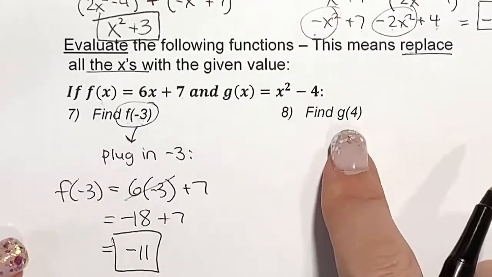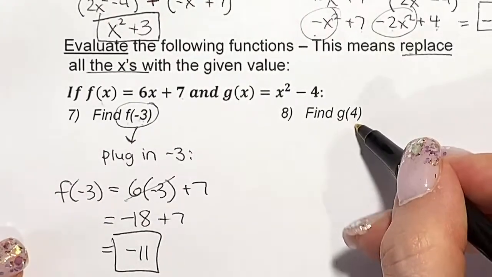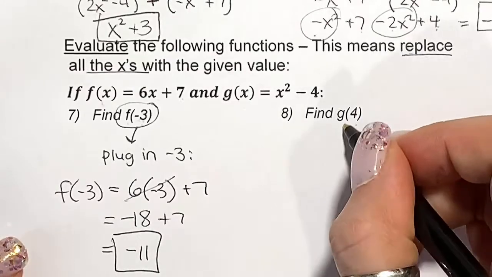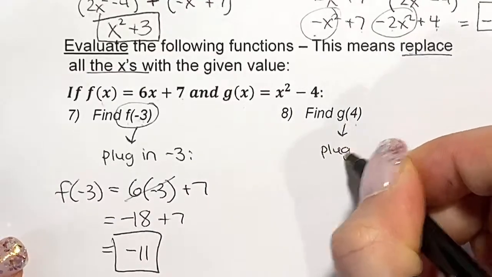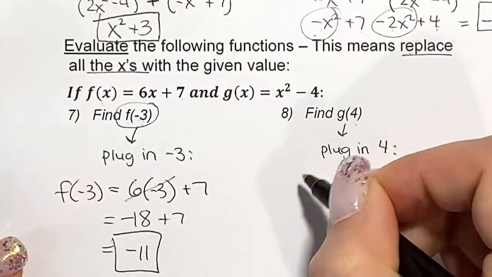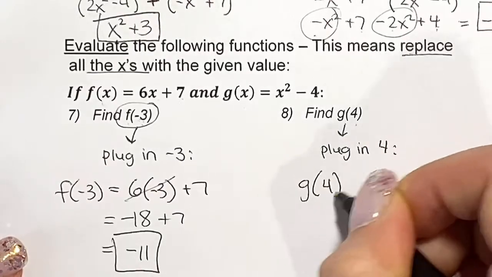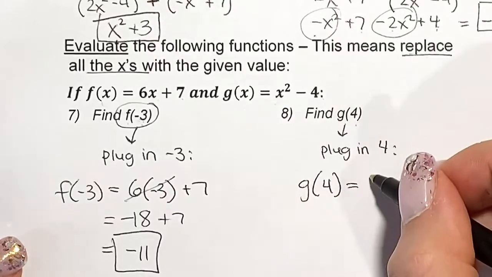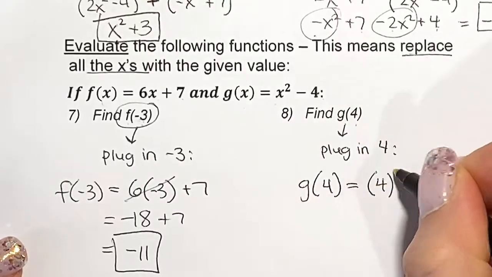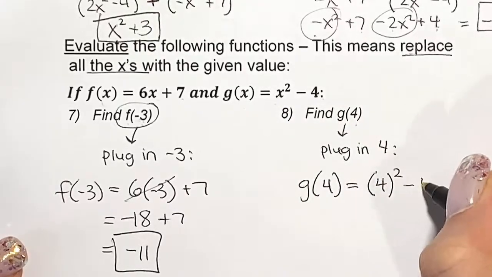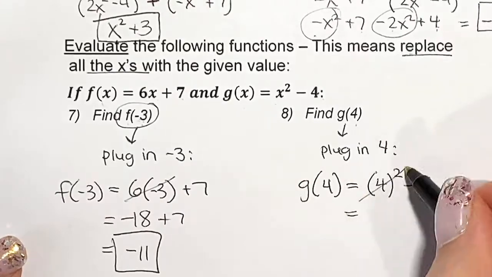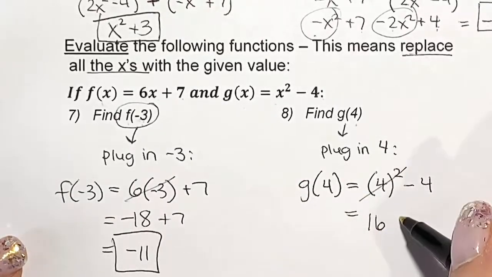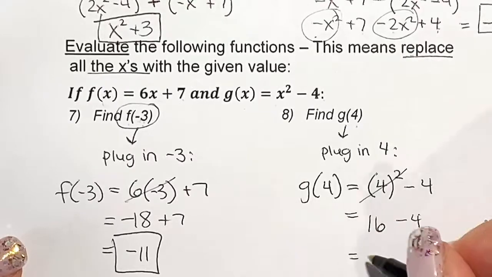Let's try that again. This time they're saying to do g of 4. Again, that means to plug in 4 for x. So if I do g of 4, here's my g equation, x squared minus 4. Instead of x, I'm going to do 4. So I'm doing 4 squared minus 4. Well, 4 squared is 16. 16 subtract 4 is 12.